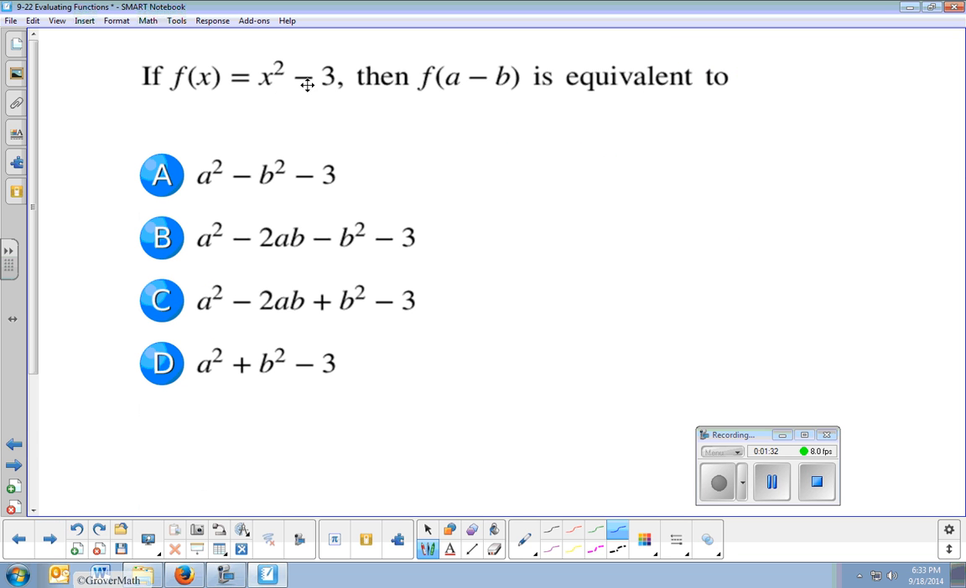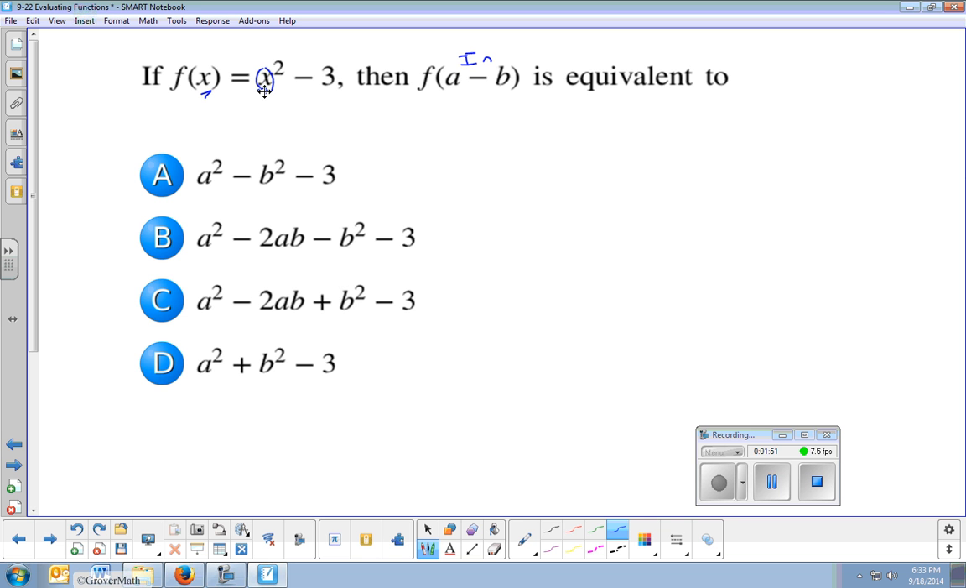If f of x is x squared minus 3, then what is f of a minus b? Again, this is simply my input. And all these x's are placeholders for your input. So whatever I put in, I'm putting in the x spot. So if I'm going to put in an expression, it's going to go here, squared minus 3.